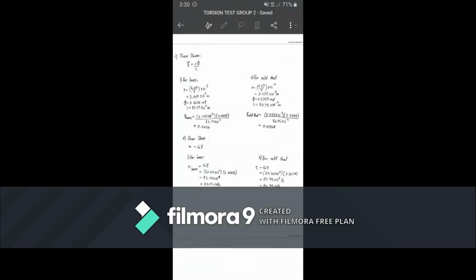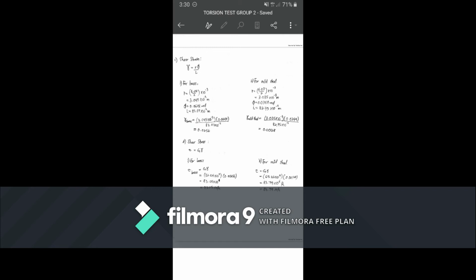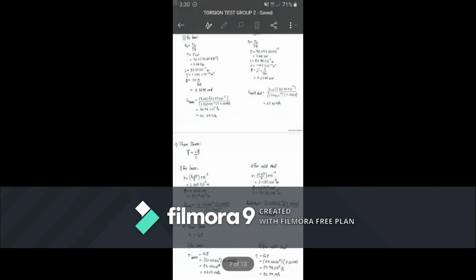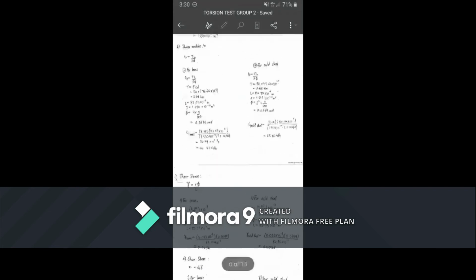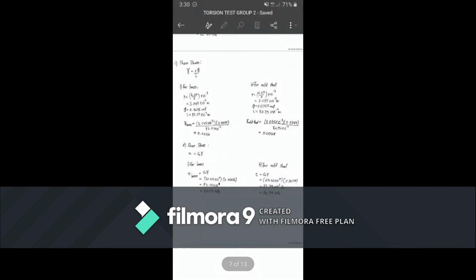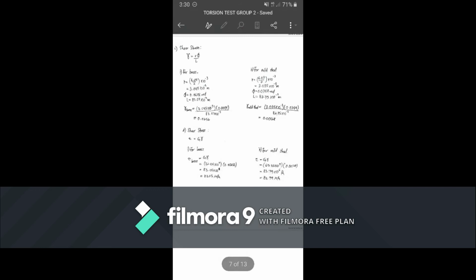Next thing, for shear stress. By using the formula G and shear strain, we will get the shear stress for brass and for mild steel. G is obtained from the above calculation, the shear modulus. The shear modulus of brass we already know, and the shear strain for brass we already know. We multiply them and we will get the answer. Same thing goes for mild steel.